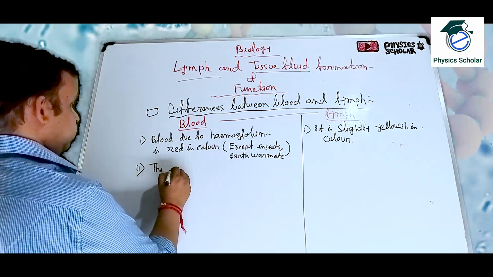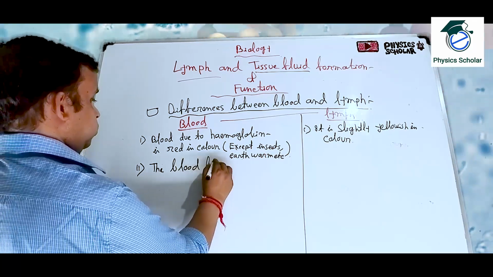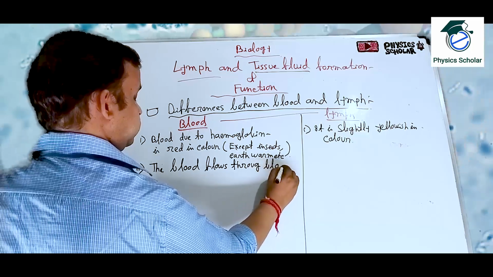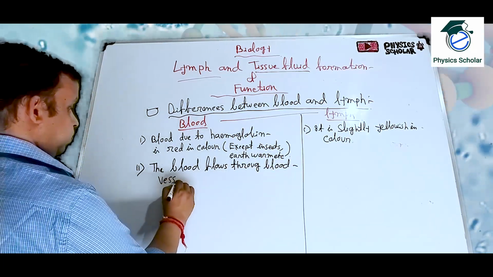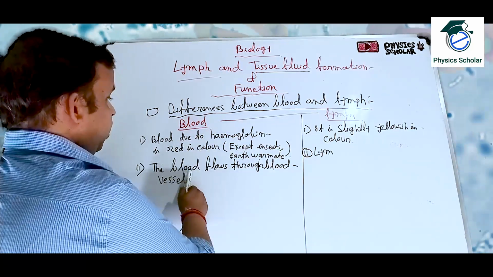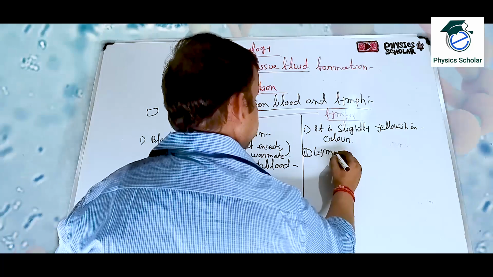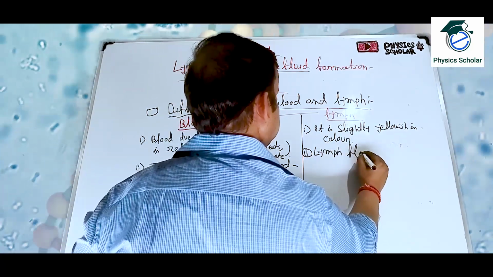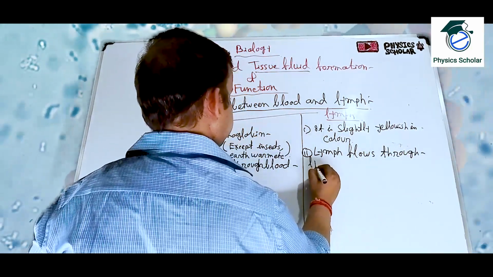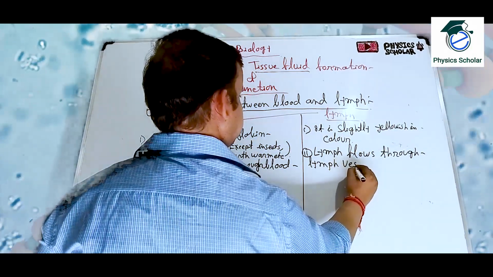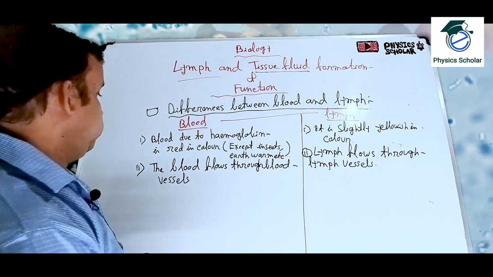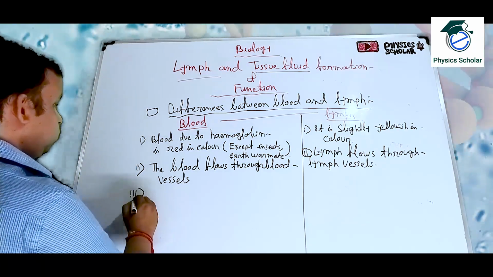The blood flows through blood vessels, and what is the name of the vessels? The blood flows through blood vessels. Lymph flows through lymph vessels. So the blood flows through blood vessels and lymph flows through lymph vessels. Clear? Now the next one.